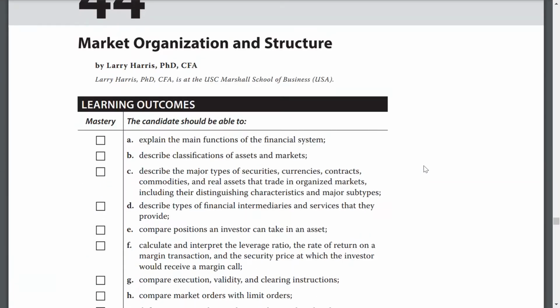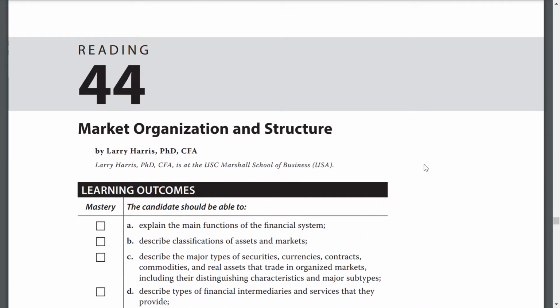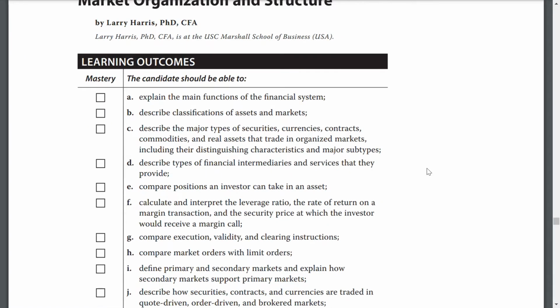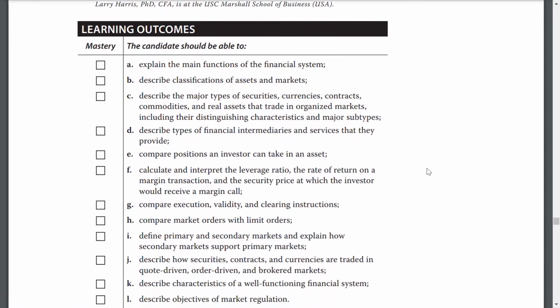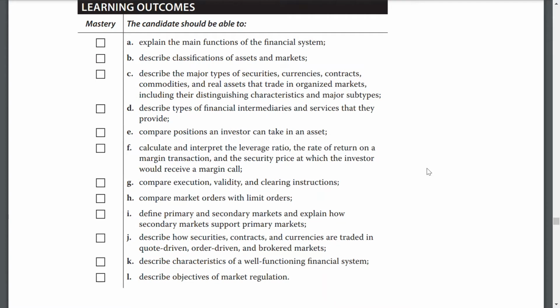Reading 44, market organization and structure. Learning outcomes. The candidate should be able to explain the main function of the financial system, describe classifications of assets and markets, and describe major types of securities, currencies, contracts, commodities, and real estate that trade in organized markets, including their distinguishing characteristics and major subtypes. Describe types of financial intermediaries and the services that they provide. Compare positions an investor can take in an asset.